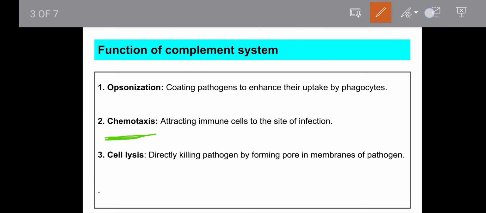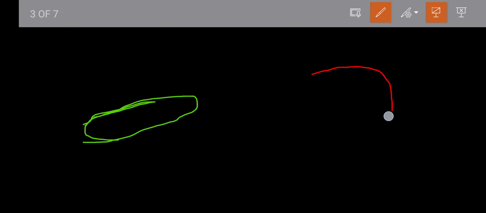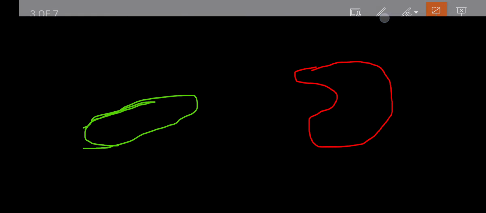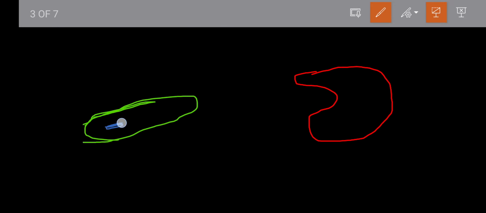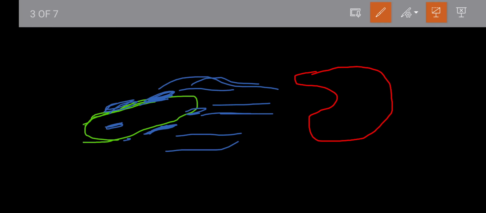chemotaxis. What is chemotaxis? Let's understand this with diagrams. Here is a pathogen which is present very far from the macrophage. The macrophage is present here, and this is very far. Complement proteins will coat this pathogen, and they release some chemicals which attract the macrophage towards the pathogen, and now the macrophage will engulf this pathogen.